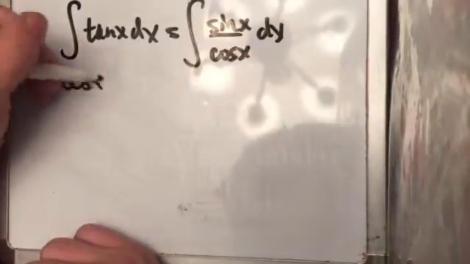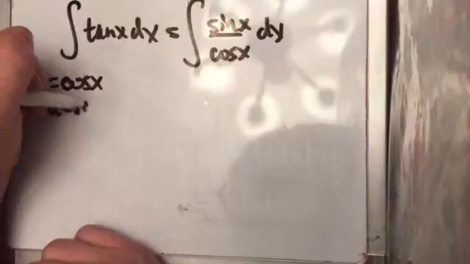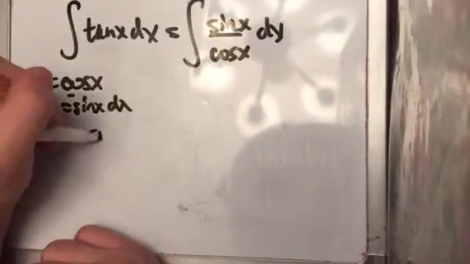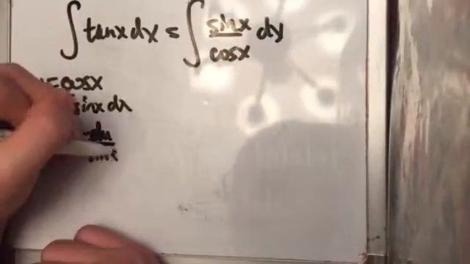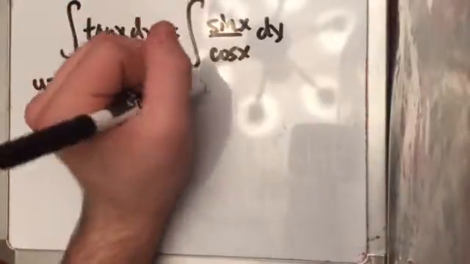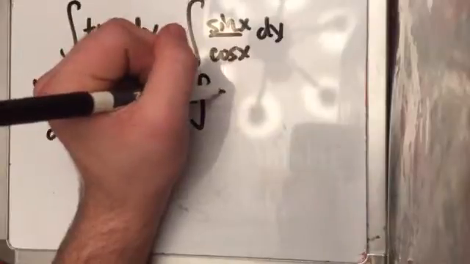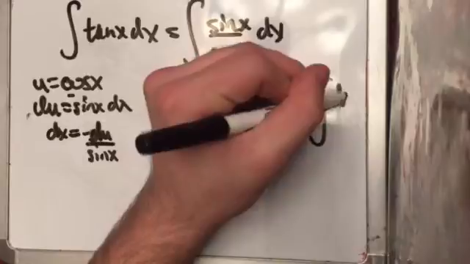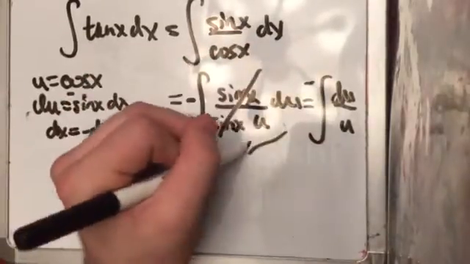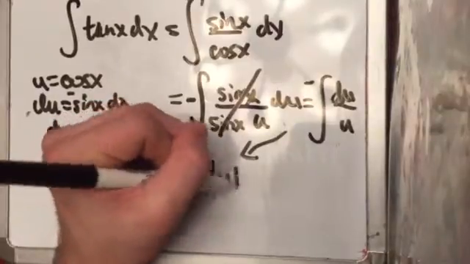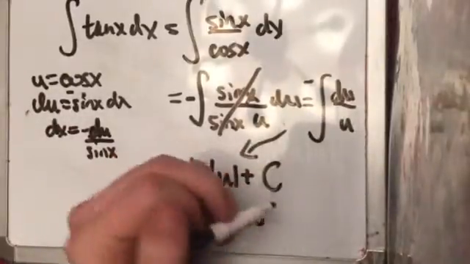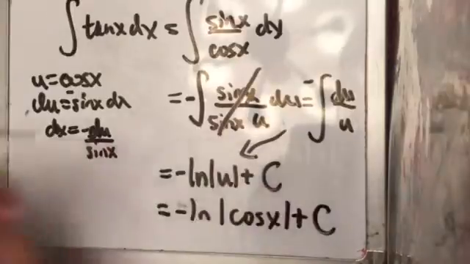U equals cosine x because it's in the denominator now. Du equals negative sine x dx. So dx equals negative du over sine x. Plugging that all in, you put the negative on the outside, sine x, cosine is u, there's a sine x in the denominator, and you have du. They cancel out, that equals negative the integral of du over u, which equals negative natural log absolute value u plus c, which equals negative natural log of cosine x plus c. And that's how you derive the tangent integral.